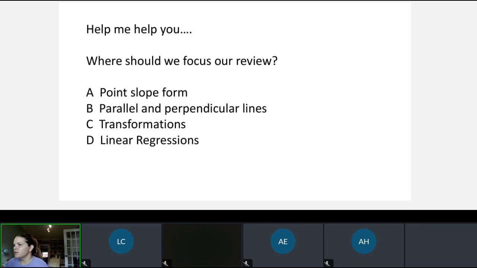All right, let's go ahead and get started for today. I'm going to put a poll up here. Where would you like to start with our review? We can start with point slope form, which is 4.01. Parallel and perpendicular is 4.1b. Transformations is 4.2. And then linear regressions is 4.3. So go ahead and vote.